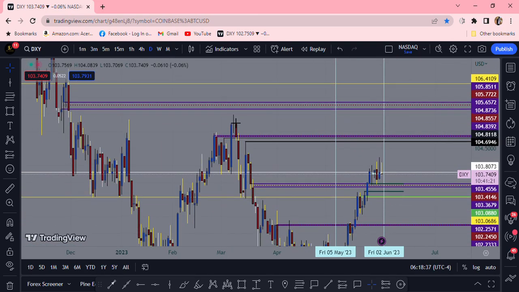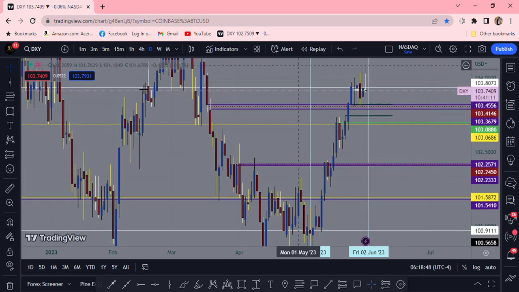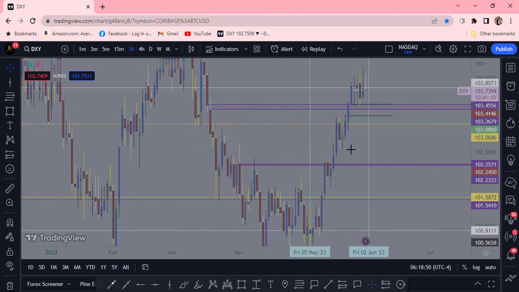This is actually my next level of weekly resistance at 106.4109. But let's just dive into the previous month.